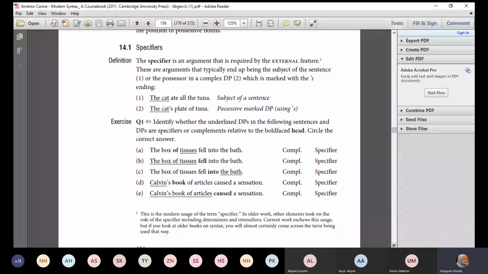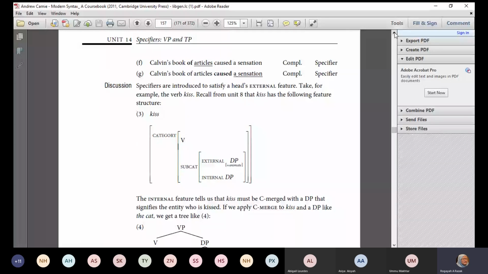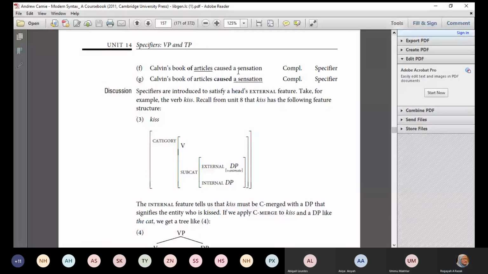Okay. Kelvin's book of articles caused a sensation. Here, the boldface is of. So you're talking about the preposition phrase of articles. So articles is a complement to the of. And then Kelvin's book of articles caused a sensation. The head is the verb. So this is a complement. The underline is a complement.